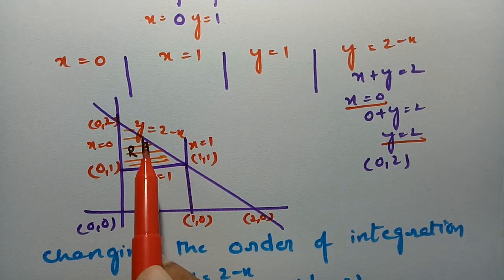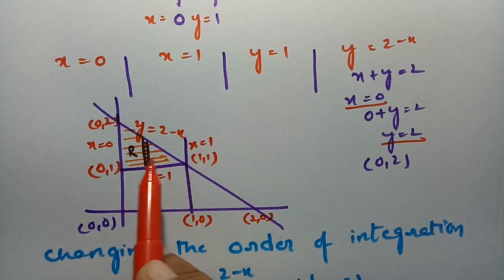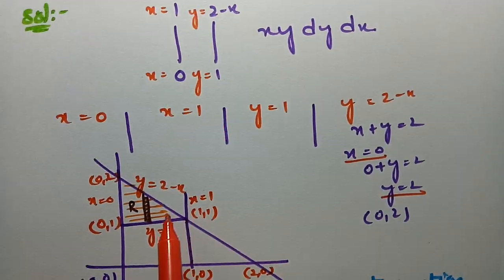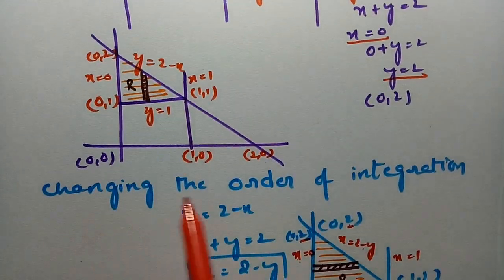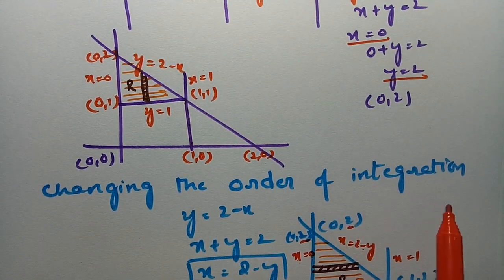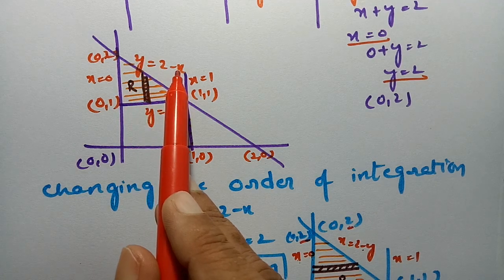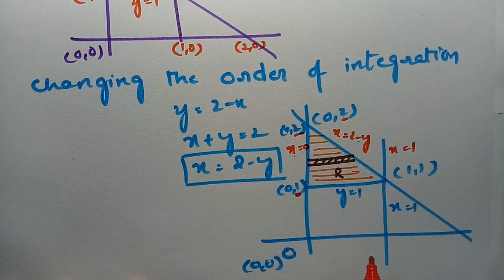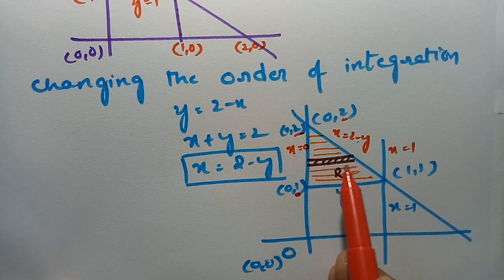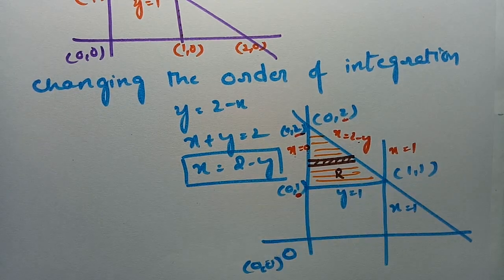First of all, we have to take a vertical strip so that it slides in this direction, and it will satisfy this data. Now we have to change the order of integration according to our problem. So in terms of y, y is equal to 2 minus x, so we have to transform in terms of x. So the figure changes like this. So now we have to take a horizontal strip, and we have to change the integration.